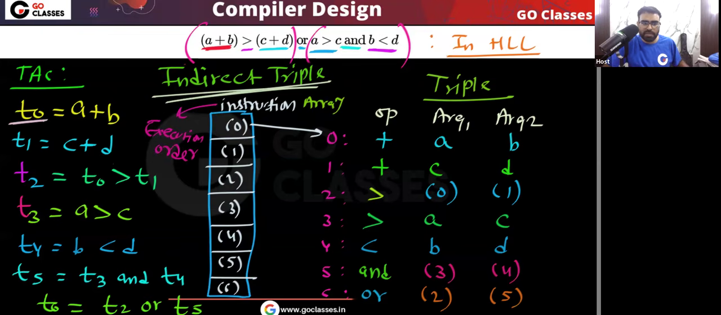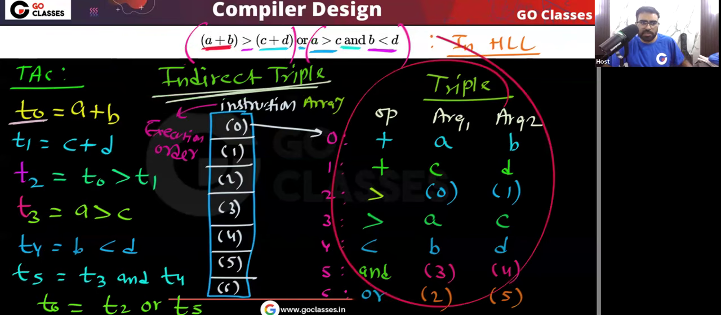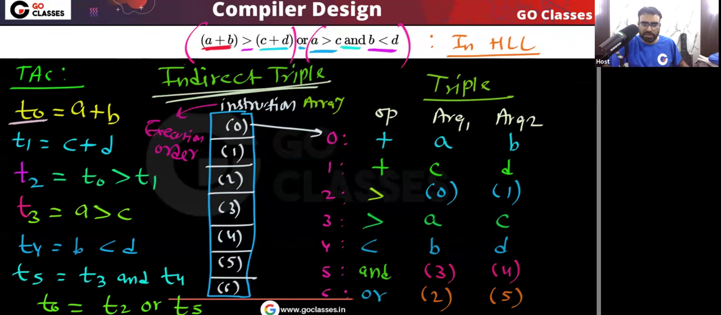Because remember, in the indirect triple representation, we separate the execution order from the triples. So the triples are separate and the execution order is separate. And to represent the execution order, we have this instruction array. This is an array of pointers. This will point to the triples.